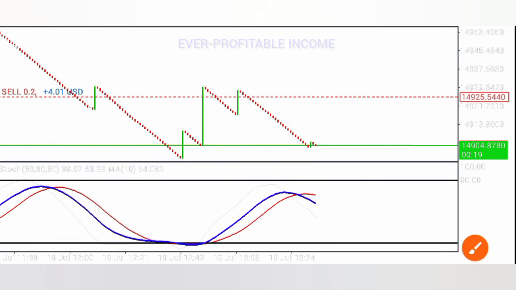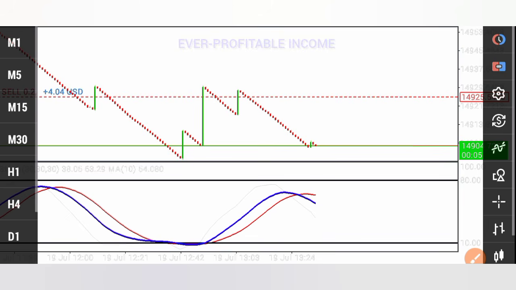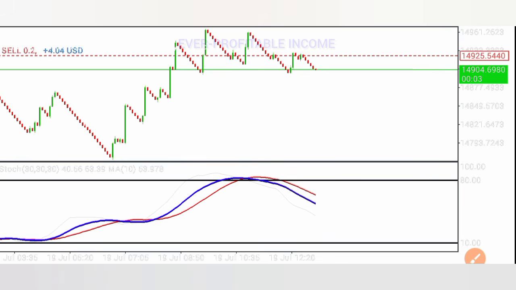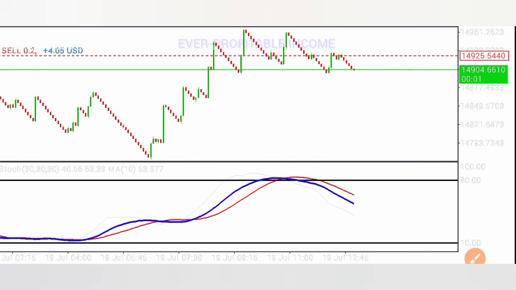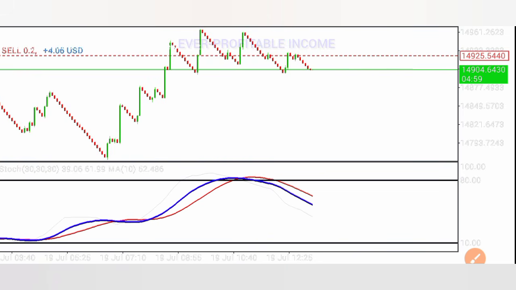Can you see that? Now, I took this trade on the 5 minutes time frame. This is currently the 1 minute time frame, but I took it on the 5 minutes time frame. You can use it on any time frame, okay? But I was able to enter this trade using the 5 minutes time frame. So you can see how nicely this is going.